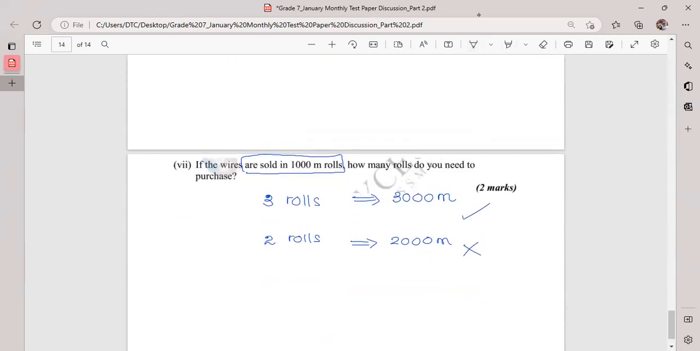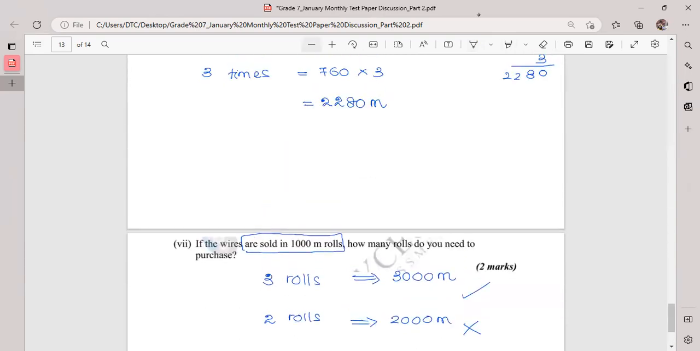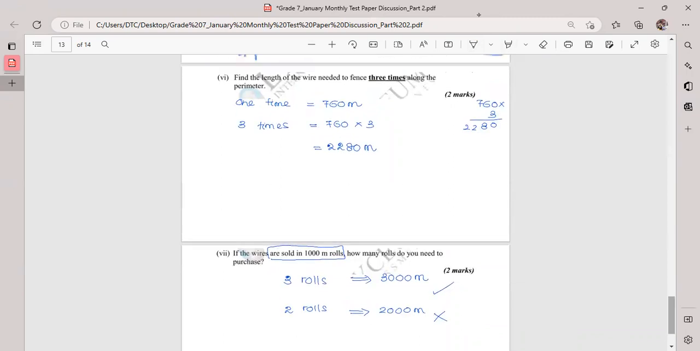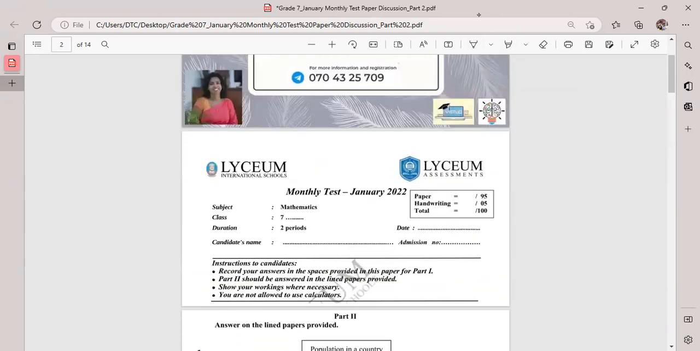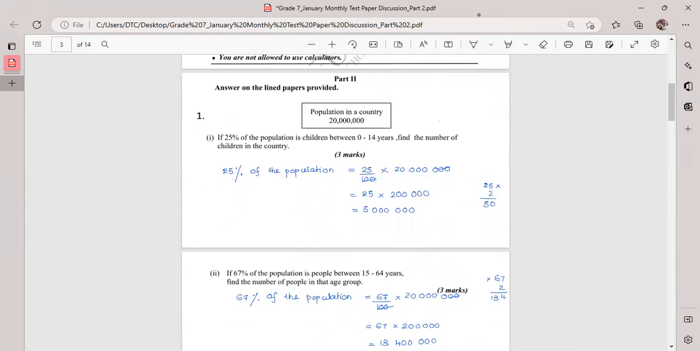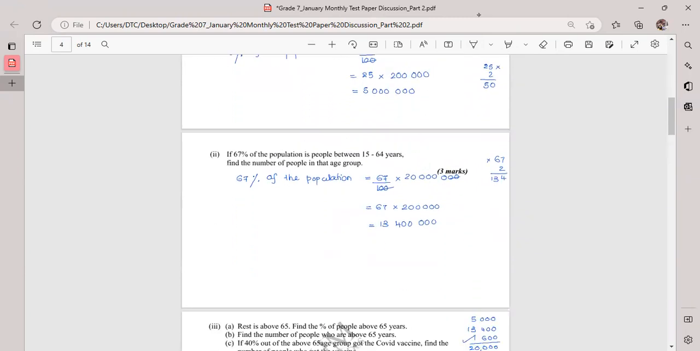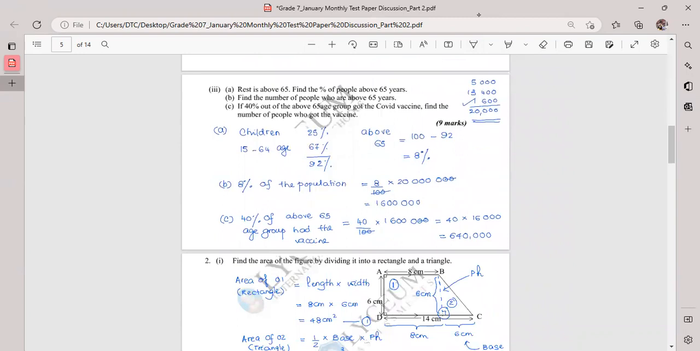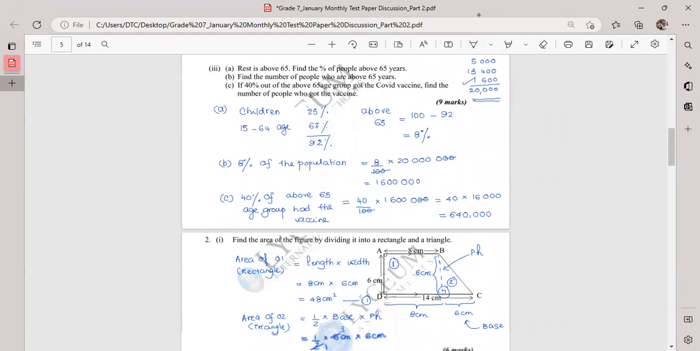Okay, children. So that is all about part 2 of your 2022 January monthly test paper. Children, now you just look at how the teacher wrote the answers. You just see how I showed the workings and how I showed the steps, right? Always I wrote everything, so that whoever is marking my paper, he or she can understand what I have done. All the workings and the description are there, so that my answers are comprehensive.